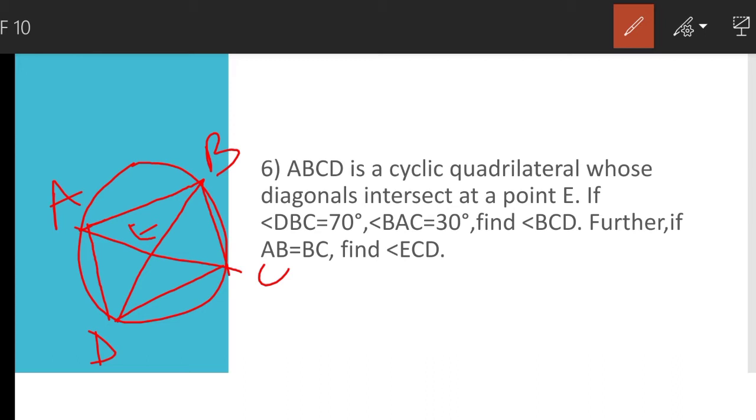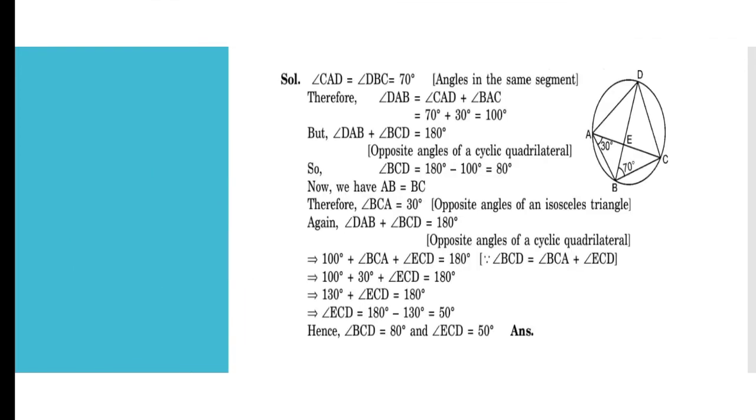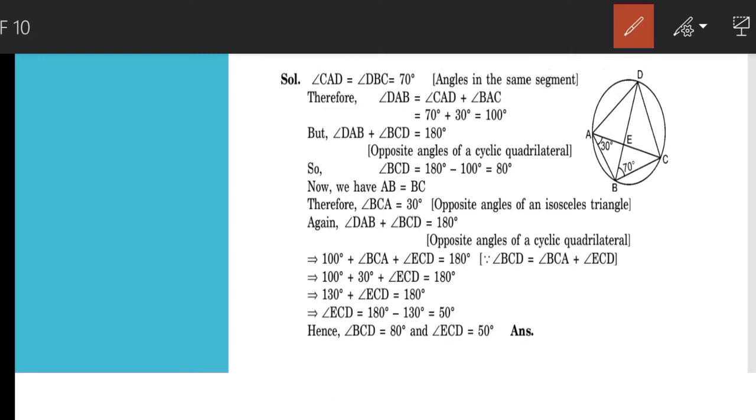It is given DBC is equal to 70 and BAC is equal to 30. We need to find BCD, so this full angle C, and we need to find ECD, so only this part also we need to find. So let's see the diagram. So the diagram is given like this. We will draw the diagram like this.